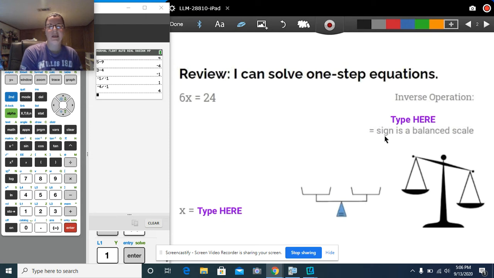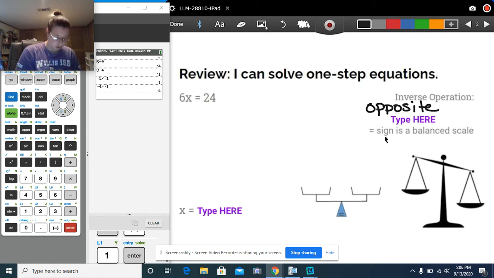Now, an inverse operation, I want you to type here, means opposite. Inverse operation just means the opposite. So if we're talking about adding, the opposite is subtracting. If we're talking about multiplying, the opposite is dividing.